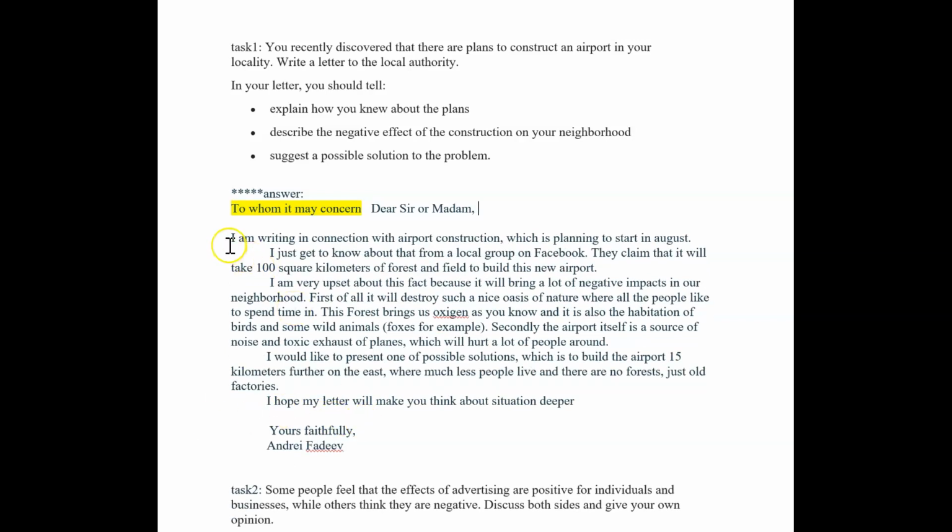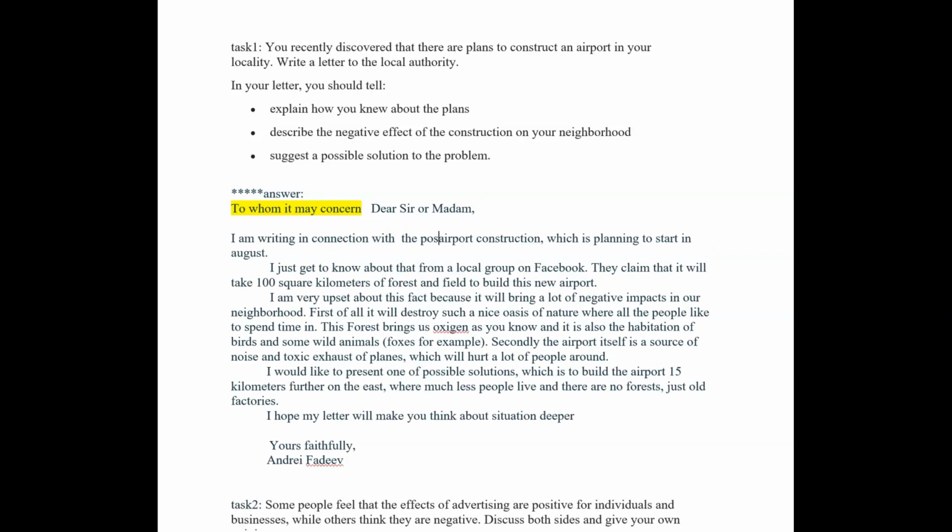Yeah, that's fine. And writing in connection with the airport construction, or the possible, because it's not definite, airport construction which is planned to start in August. So I put that in there, which is planned, ed. It's a passive verb, this. It's a present passive, to start in August, capital A for August. Okay?